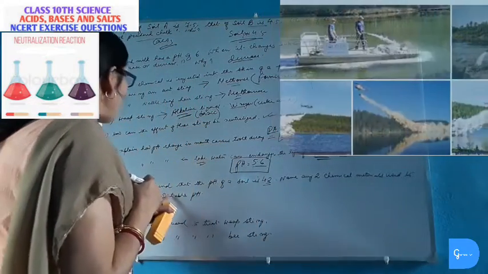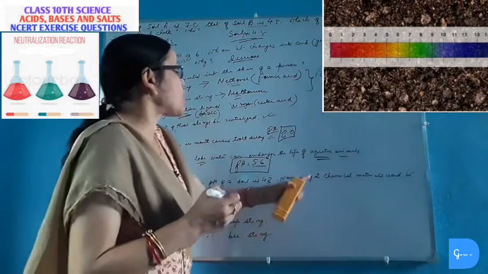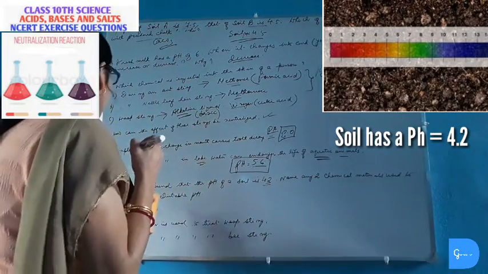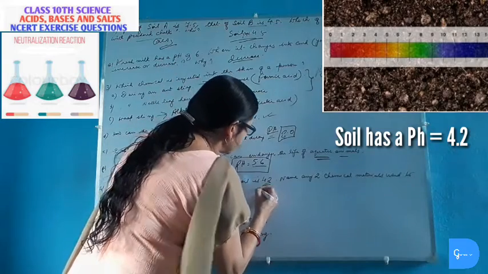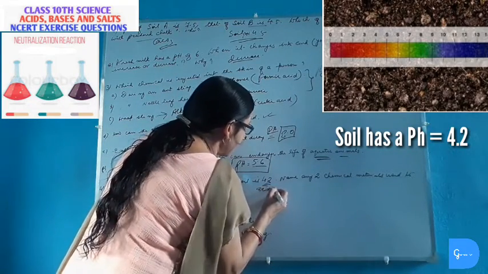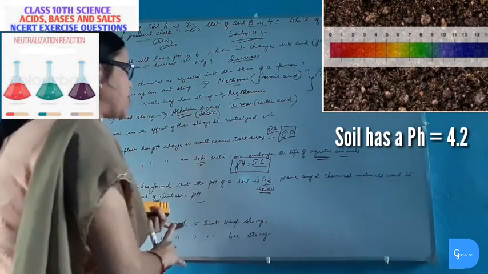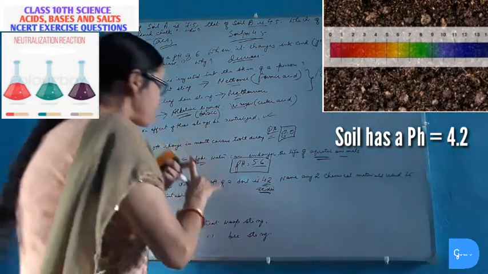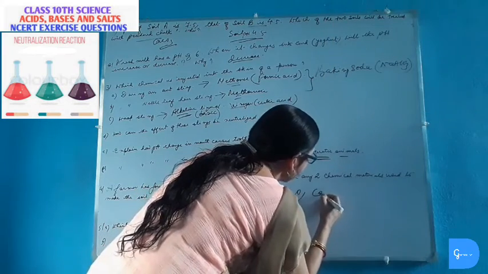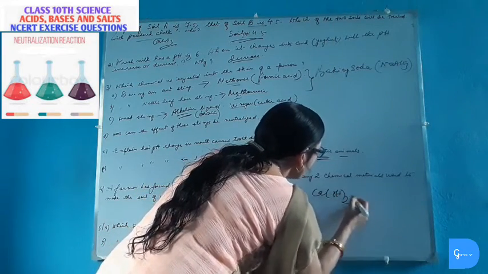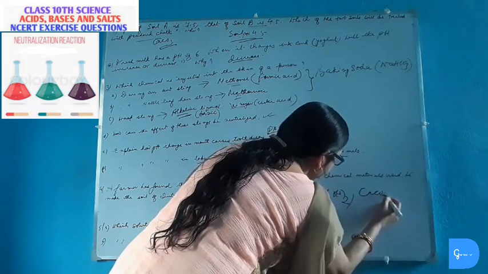A farmer has found that the pH of a soil is 4.2. Name any two chemical materials used to make the soil suitable. The soil having pH 4.2 means the soil is acidic. And as the soil is acidic, it is unsuitable for the growth of plants. To make it suitable, we must use some base like quicklime or calcium oxide, slaked lime or calcium hydroxide, or chalk powder or limestone, calcium carbonate.